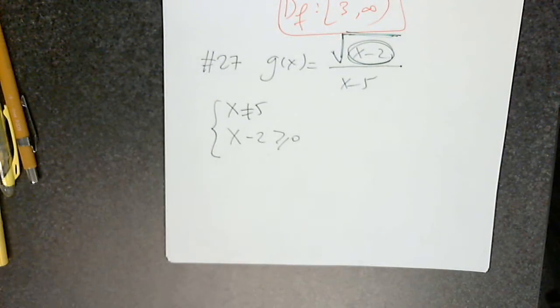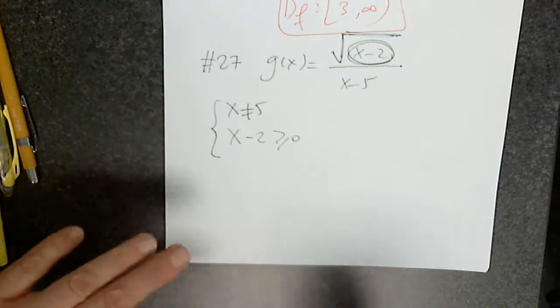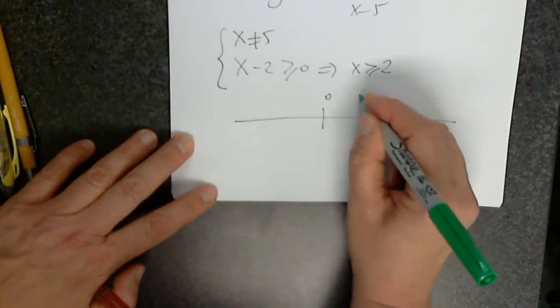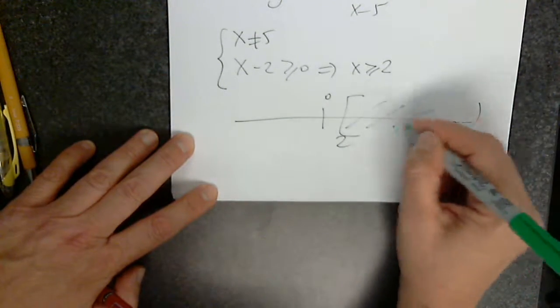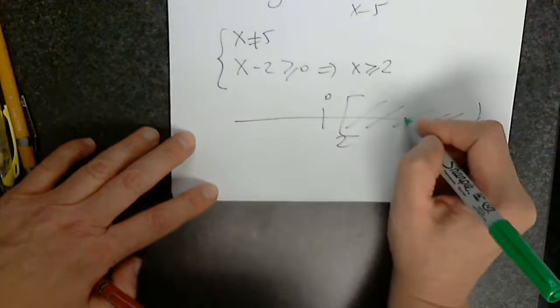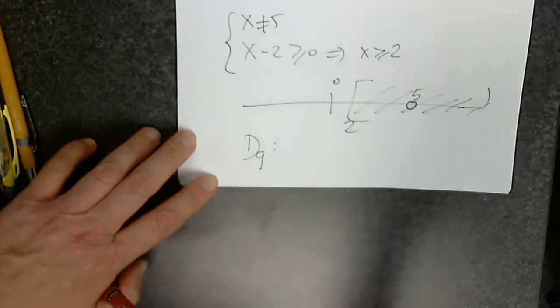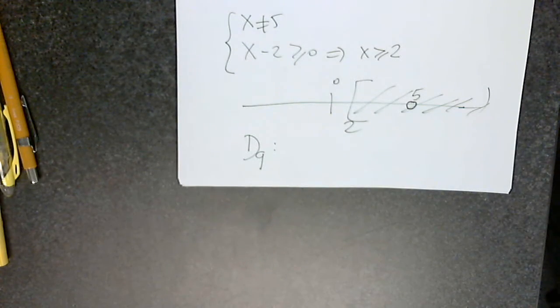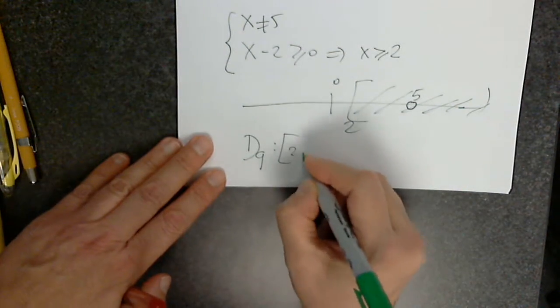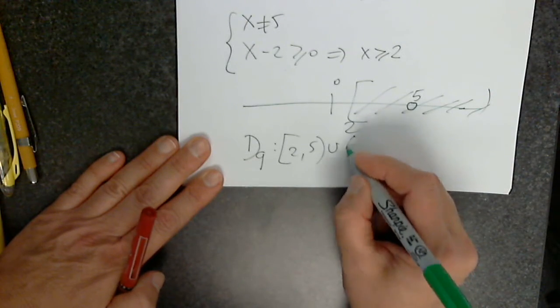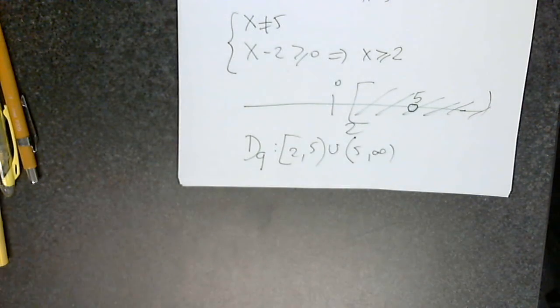We cannot take the square root if it's negative. Okay, so this means x greater than or equal to 2. So when I look at the real line, greater than or equal to 2 is this, but x not equal to 5 is this. So the domain of g, please. That's it. So the idea of the domain, or the concept of the domain, is extremely important.